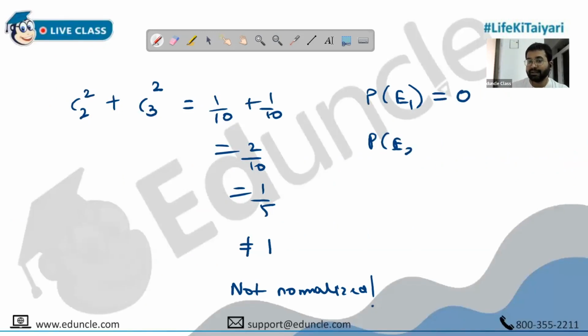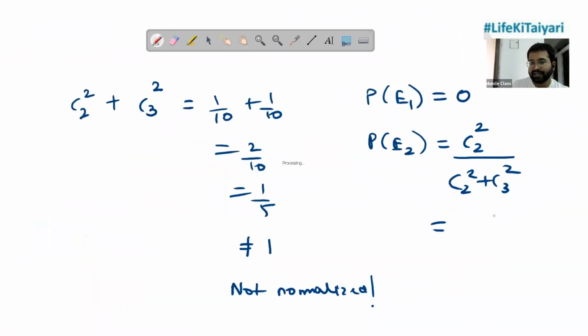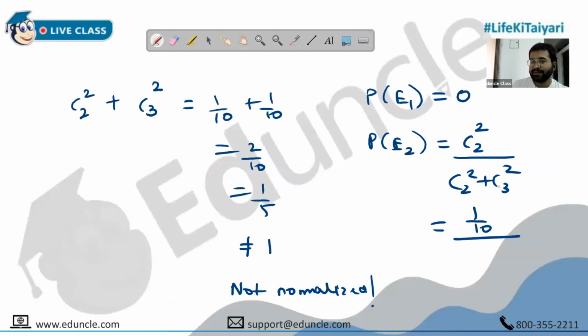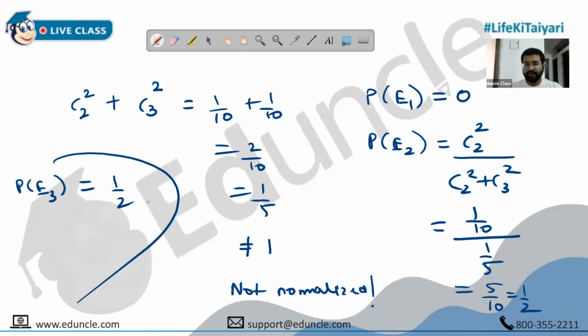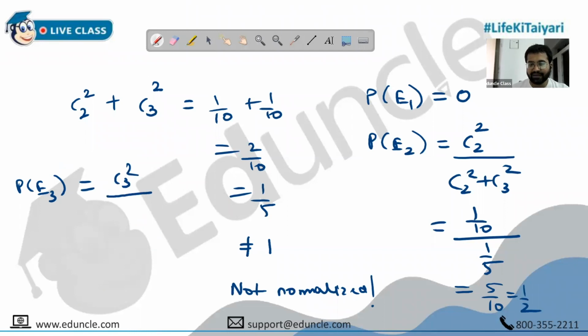But if I would have mentioned probability of finding energy E2, then what is the answer? C2 square, ये वाला 1 by 5. Basically you can just say C2 square upon the total C2 square plus C3 square. Okay. So what is C2 square? That's 1 by root 10 square, which is 1 by 10, and C2 square plus C3 square, that's 1 by 5. So this is 5 by 10, which is 1 by 2. Okay. And similarly, probability of finding energy E3 is 1 by 2 once again. Like formula here will be C3 square upon C2 square plus C3 square.